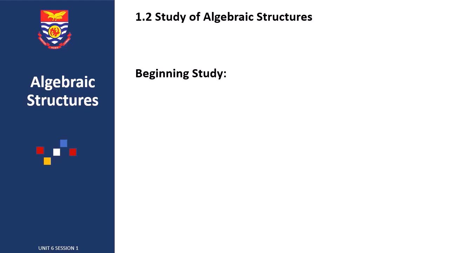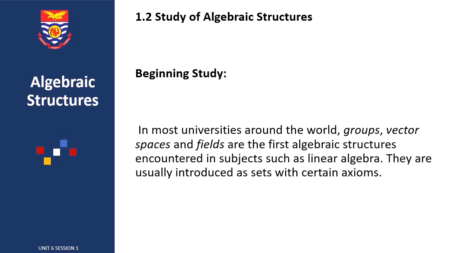So let's look at the study of algebraic structures. First, the beginning study, in the first degree. In most universities around the world, students look at groups, vector spaces, and fields. These are the first algebraic structures encountered in subjects such as linear algebra. I remember my first linear algebra course I did in UCC. We covered vectors and also fields. They are usually introduced as sets with certain axioms. So that's the beginning study.